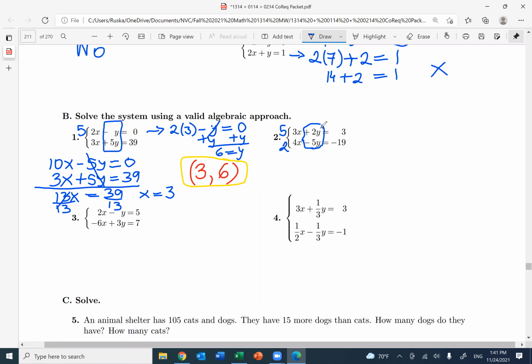So this is what you have. 5 times 3 is what? 15x, then plus 10y equals 5 times 3, 15. And then you're going to multiply the second equation by 2. So you have 2 times 4 is 8x minus 10y equals negative 19 times 2, which is what? 38.